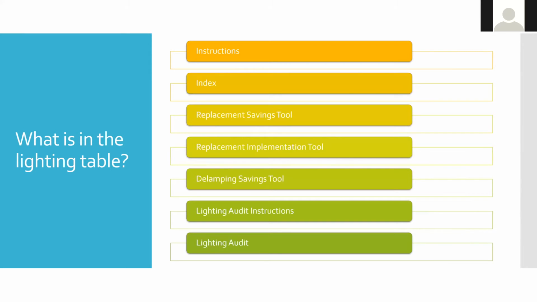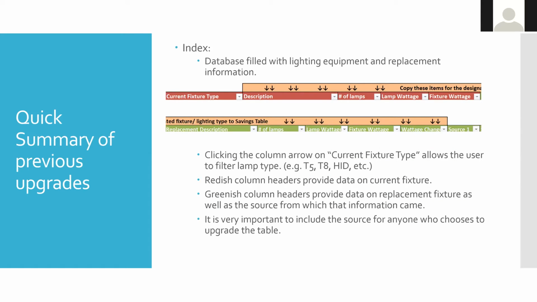So the lighting table is made, as I said before, by a set of tools. It has a lot of tabs. First, you have instructions and index, replacement savings tool, replacement implementation tool, the lamping savings tool, lighting audit instructions, and finally the lighting audit. First, I'm going to quickly summarize the previous upgrades.